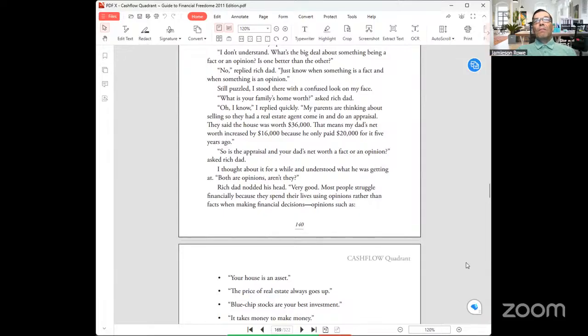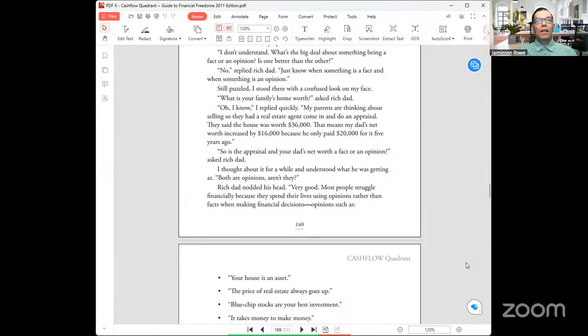Oh, I know, I quickly replied. My parents are thinking about selling, so they had a real estate agent come and do an appraisal. They said the house was worth $36,000. This is back in like 1974 in Hawaii. So money used to be a lot more valuable than that. That means my dad's net worth increased by $16,000 because he paid only $20,000 for it 5 years ago.